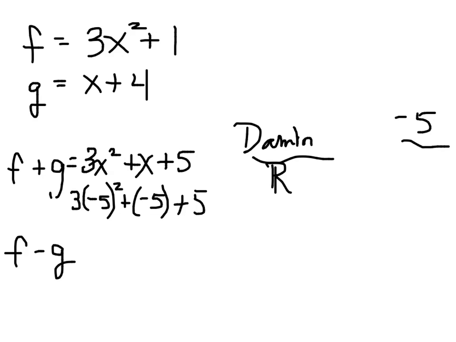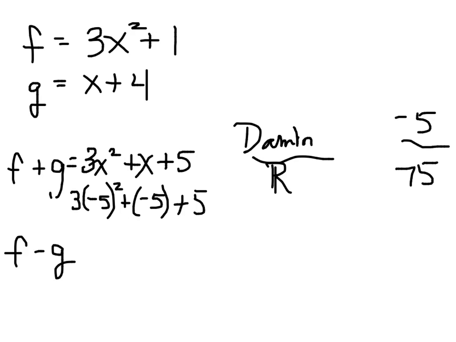What's -5 squared? 25 times 3. 75 minus 5 plus 5. What is it? 75 minus 5 was 70, and then 70 plus 5 was, and that part's done.